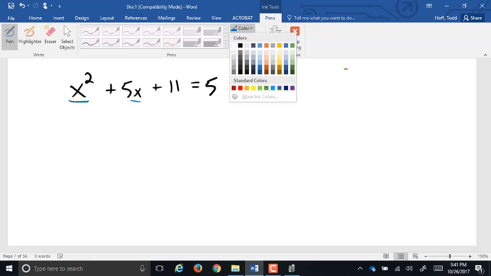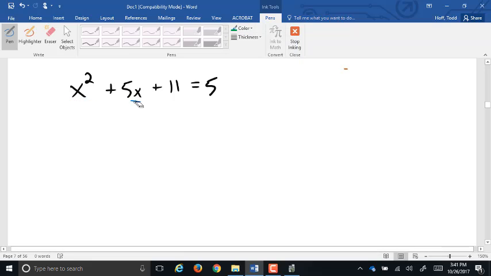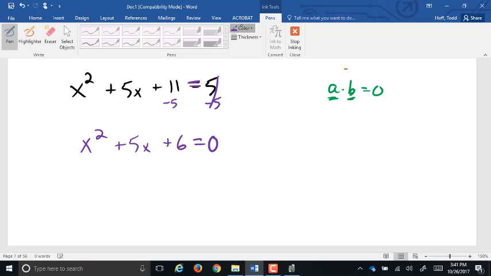And the strategy we took dealt with that zero product rule, where we said if a times b equals 0, then either a is 0 or b is 0 or both. So the first step we needed to do is set this thing equal to 0. So right now it equals 5. To make it equal 0, we have to subtract 5. On the other side, we still have to subtract 5 to keep this equation balanced. Where can we subtract 5 from? The 11. So now we've got x squared plus 5x plus 6.